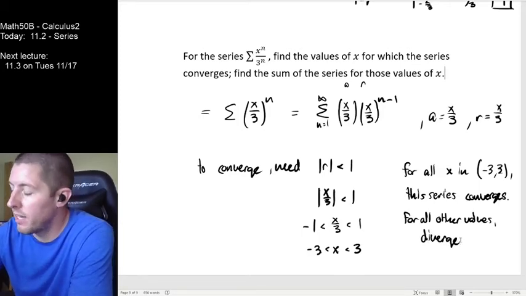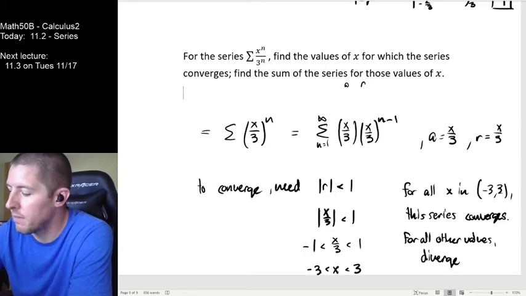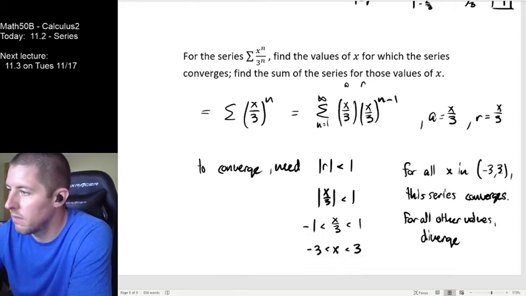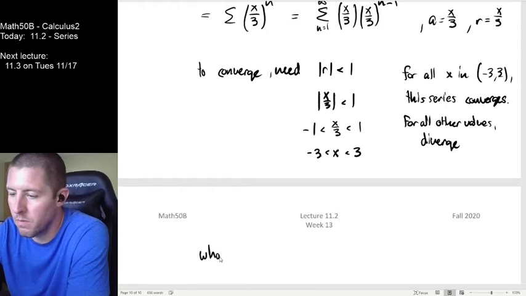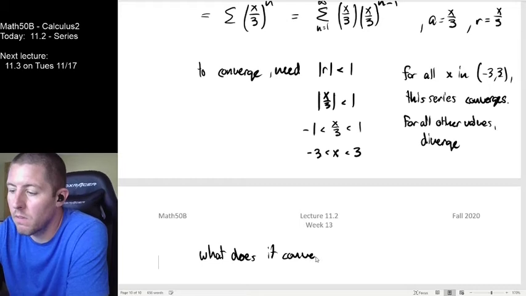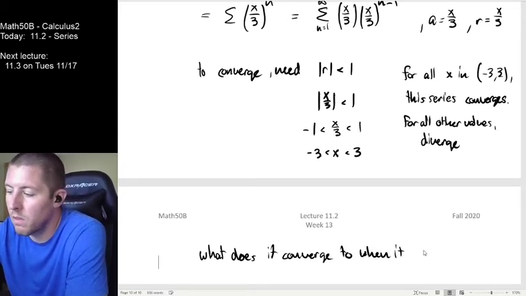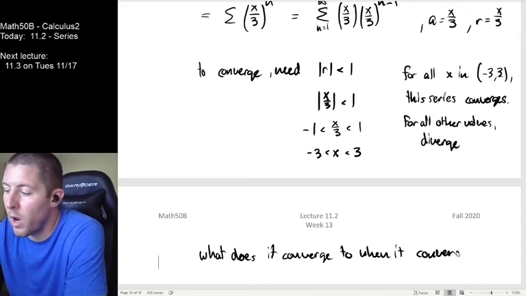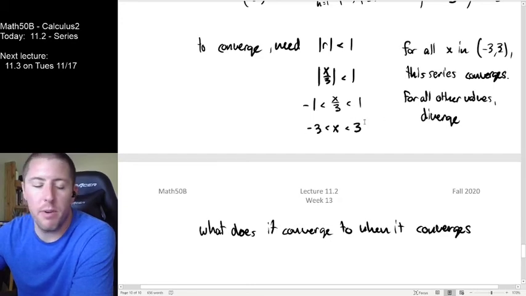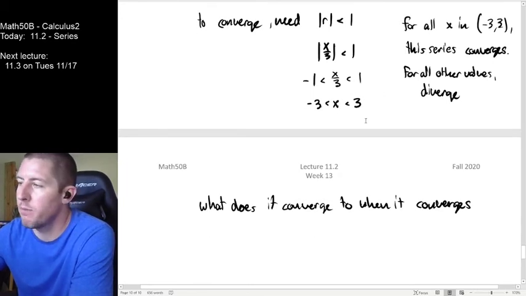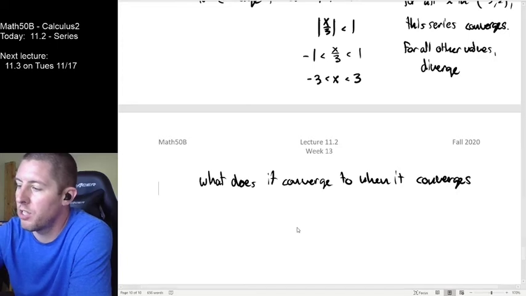Our very last question of the day. What does it converge to? If it is going to converge, what does it converge to? So I'm assuming that x is between negative 3 and 3. Those are the only scenarios in which we will experience convergence. What will it converge to?